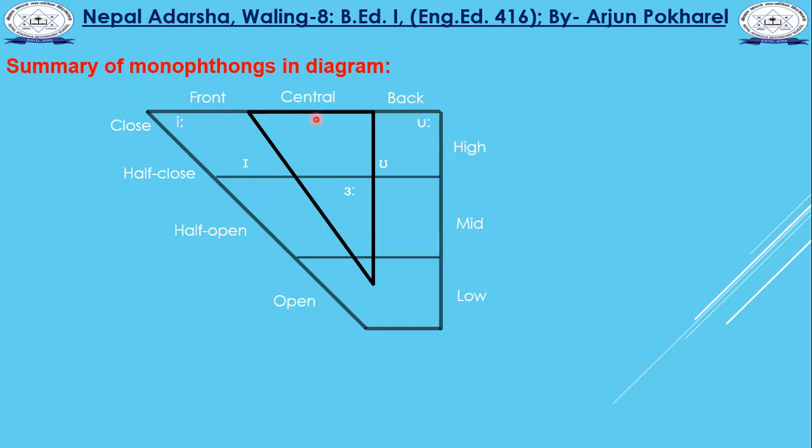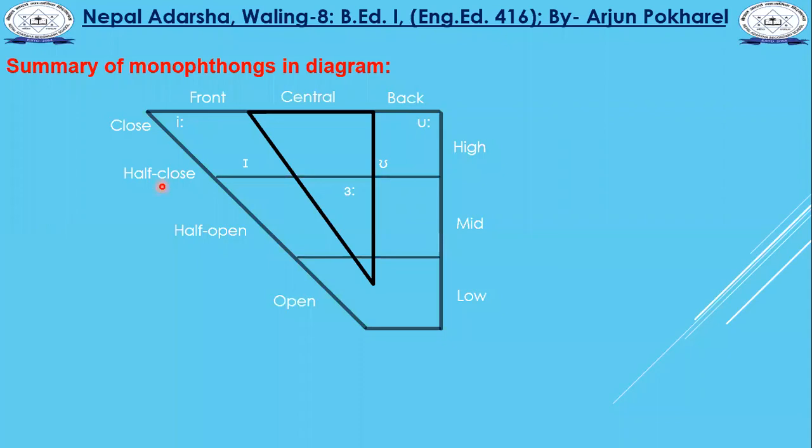But these two are closed vowels, and these three are what? Half closed vowels. Okay, half closed vowels. You have to remember them. It becomes much easier for you to remember on the basis of the diagram. If you study the diagram deeply, then you can easily understand the height of the tongue, the part of the tongue. Okay, rounded, unrounded.